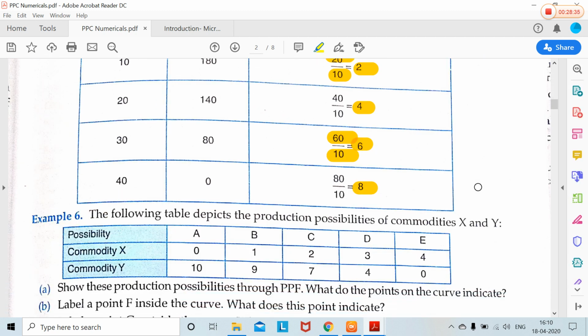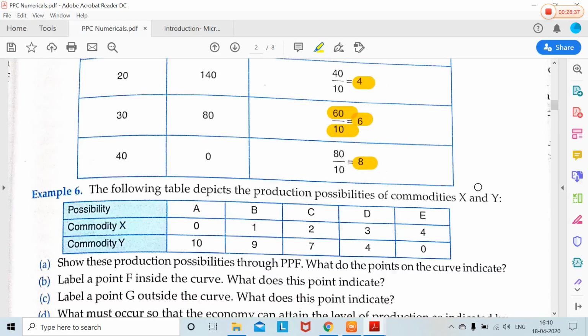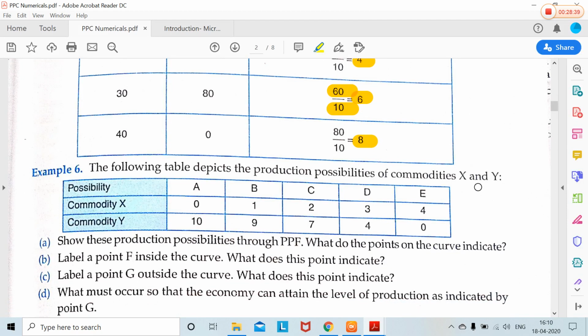Okay. The following table depicts the production possibilities of commodities X and Y. Two commodities the economy is producing, one is X and one is Y. X we are increasing: 0, 1, 2, 3, 4. Y we are reducing: 10, 9, 7, 4, 0. See the loss: 10 to 9, 1 unit loss. 9 to 7, 2 units loss. Then 7 to 4, 3 units loss. And then 4 to 0, 4 units loss.